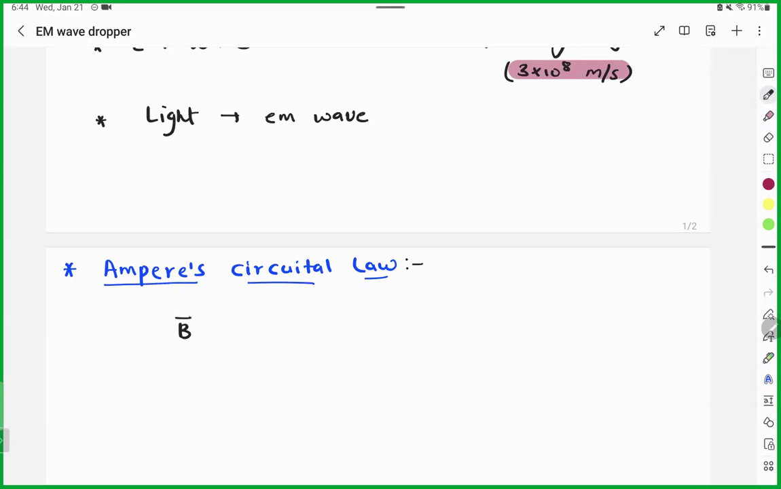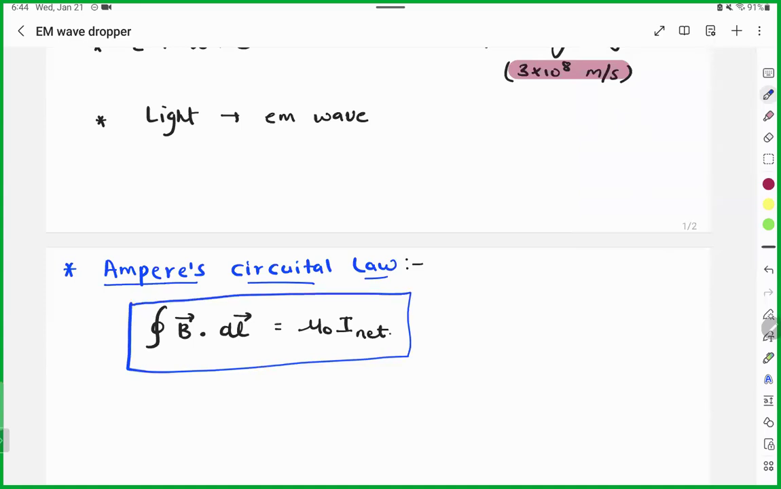Magnetic field into your length dl, not ds. That is the Gauss law of magnetism. B dot dl will be equal to mu naught I, net current inside. This was the Ampere circuital law.